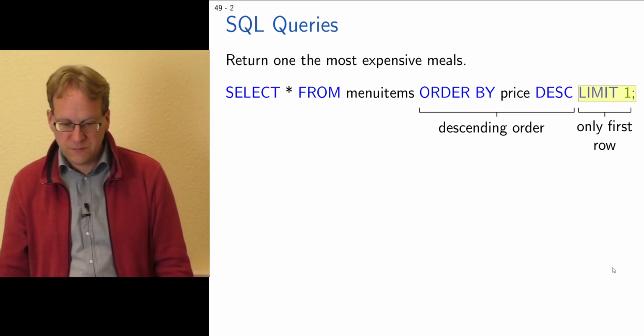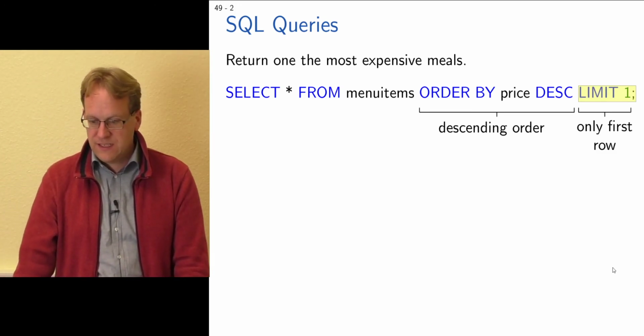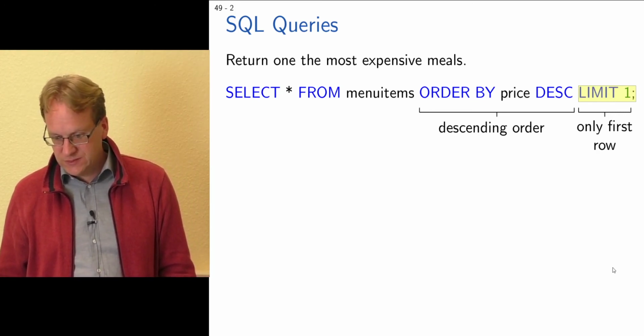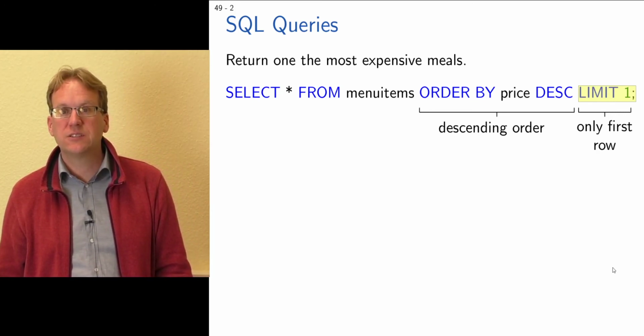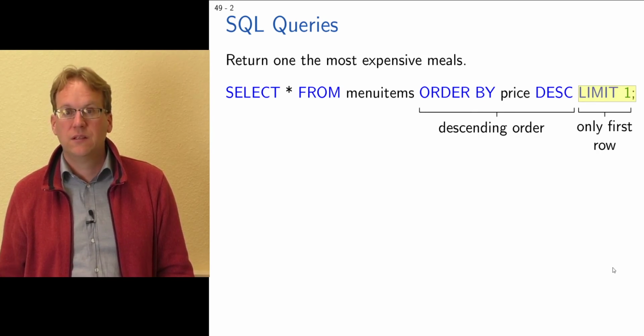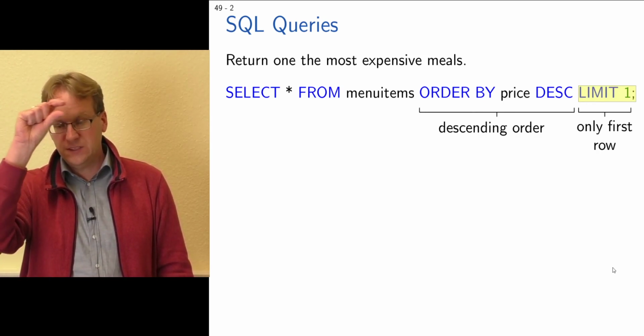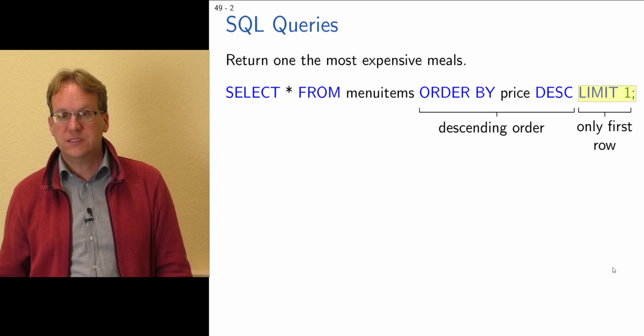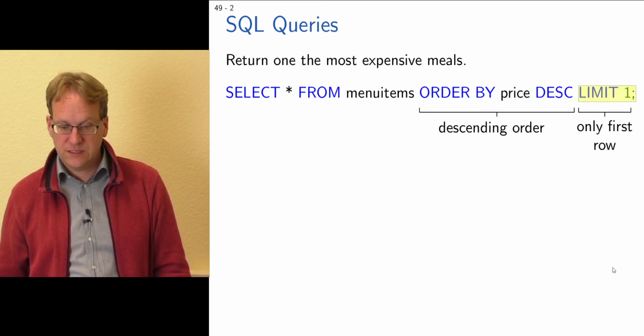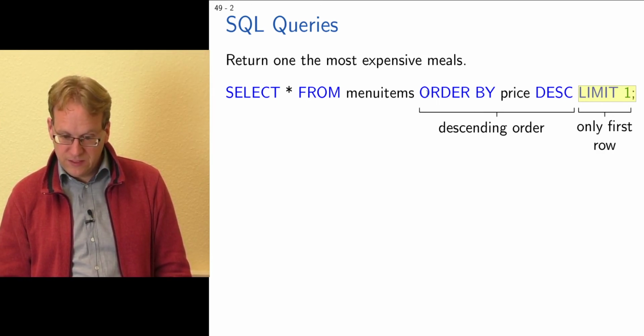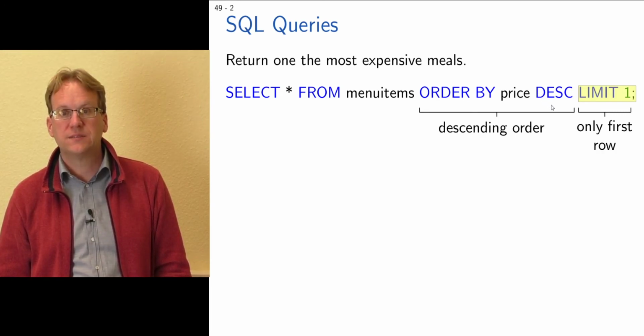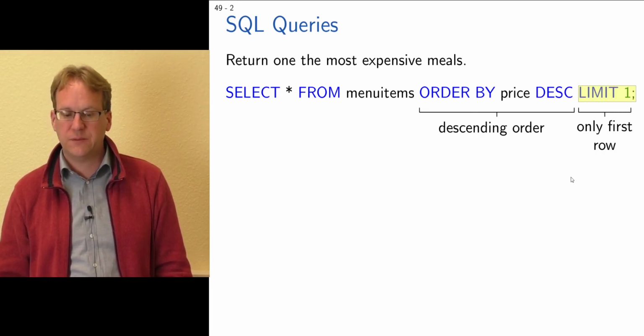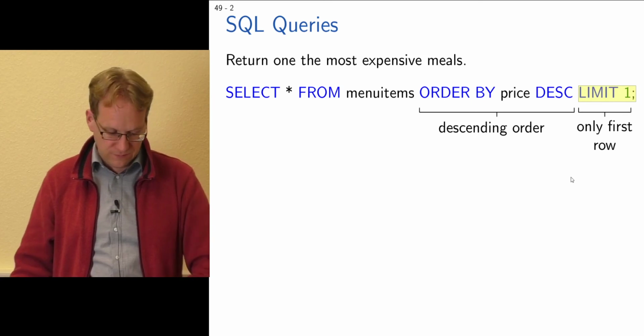Which of the most expensive meals I get, that is not stated here. It could be any, depending on which meal occurs first in this sorted table. The sorted table, sorted here in descending order by price. But for sure, I will get one of the most expensive meals.